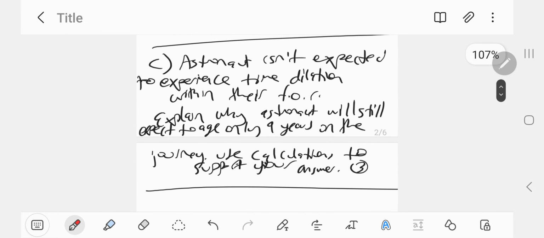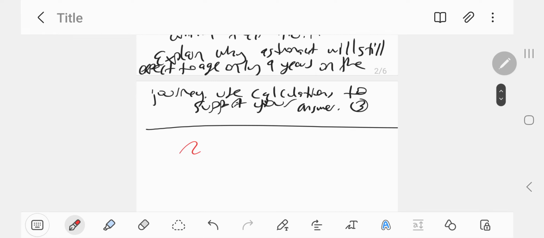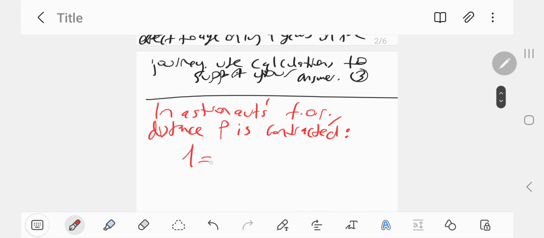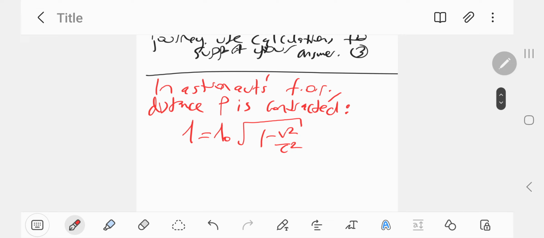The way you go about this is that if the astronaut isn't expected to experience time dilation, then he will be expected to experience length contraction. So in the astronaut's frame of reference, the distance to the planet P is contracted. The distance between Earth and the planet P is contracted via length contraction. That's the formula. So in the astronaut's frame of reference, he sees the length L contract. This is the astronaut's proper length, and that's 12 light years.